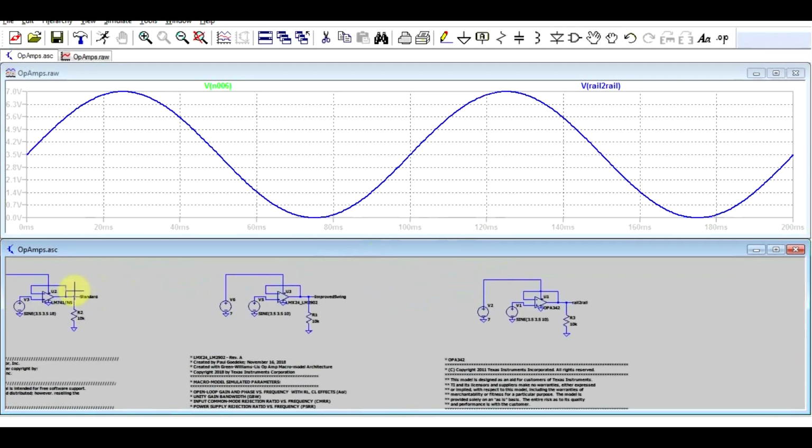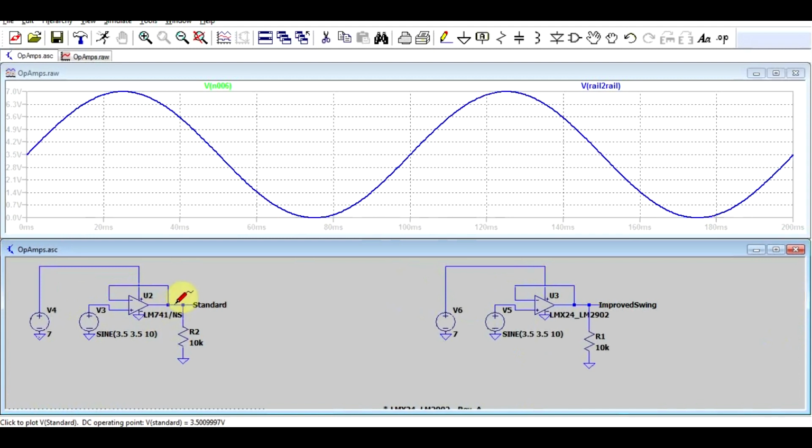Now if we look at the LM741 typical op-amp, with the exact same circuit, the output, this red one, doesn't really look as sine wave-ish as it should. So we got our top and bottom pieces cut off. And if we look at the LM324 or 2902 or whatever, they're all the same. Again, we have a different sort of output. So our upper part is chopped off, but our lower part is unaffected.